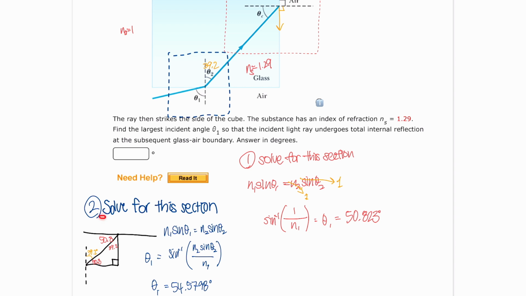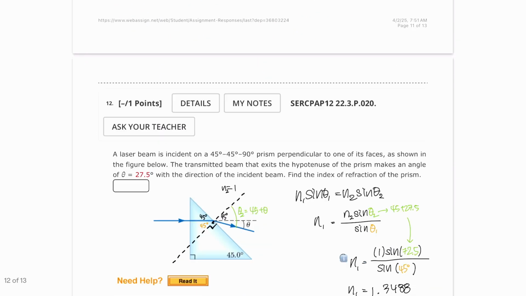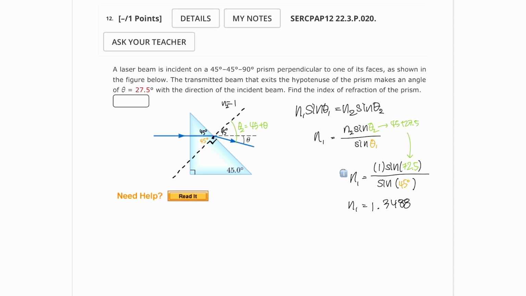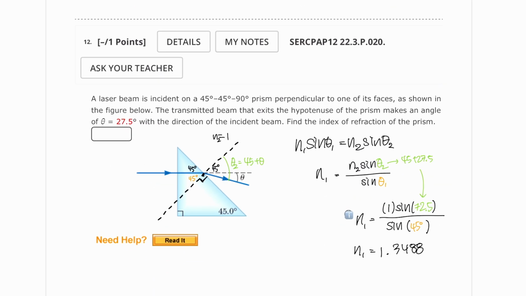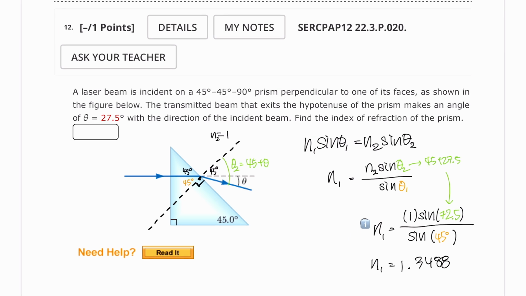Then we're going to solve for the blue section, which is this section. We set up Snell's law, Snell's equation, and we solve for theta 1 because we are given N air, and we're also given N glass, and this value. So you just plug in the values and solve for it. Okay, this question comes up sometimes, so make sure to do this one properly.